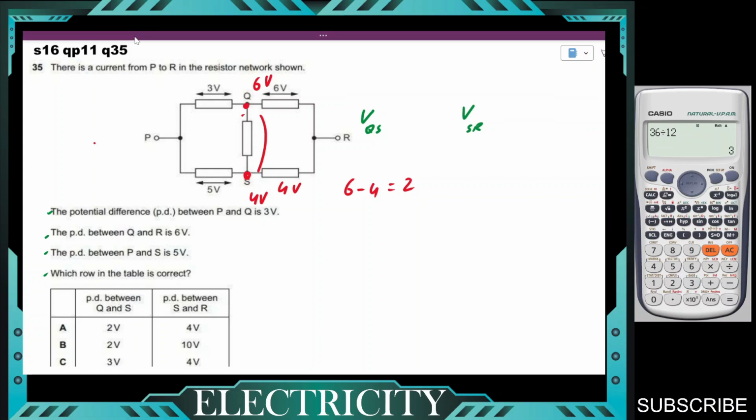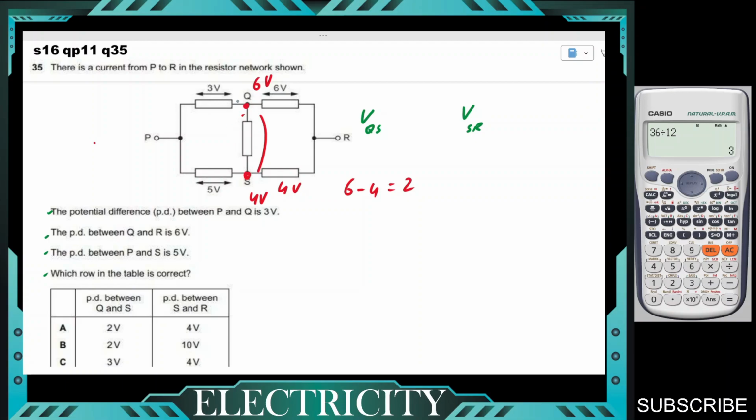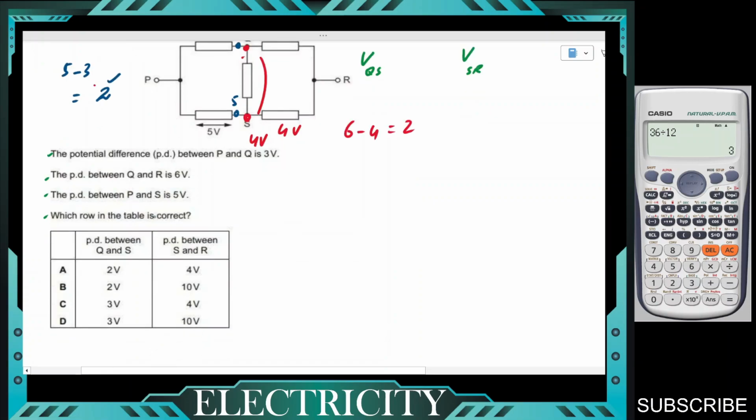So if this side is, let's say, at 3 volts and the lower one is at 5 volts, we just subtract these two, the bigger one minus the smaller one, because we have to take the absolute value anyway. So 2 volts between Q and S and 4 volts between S and R.